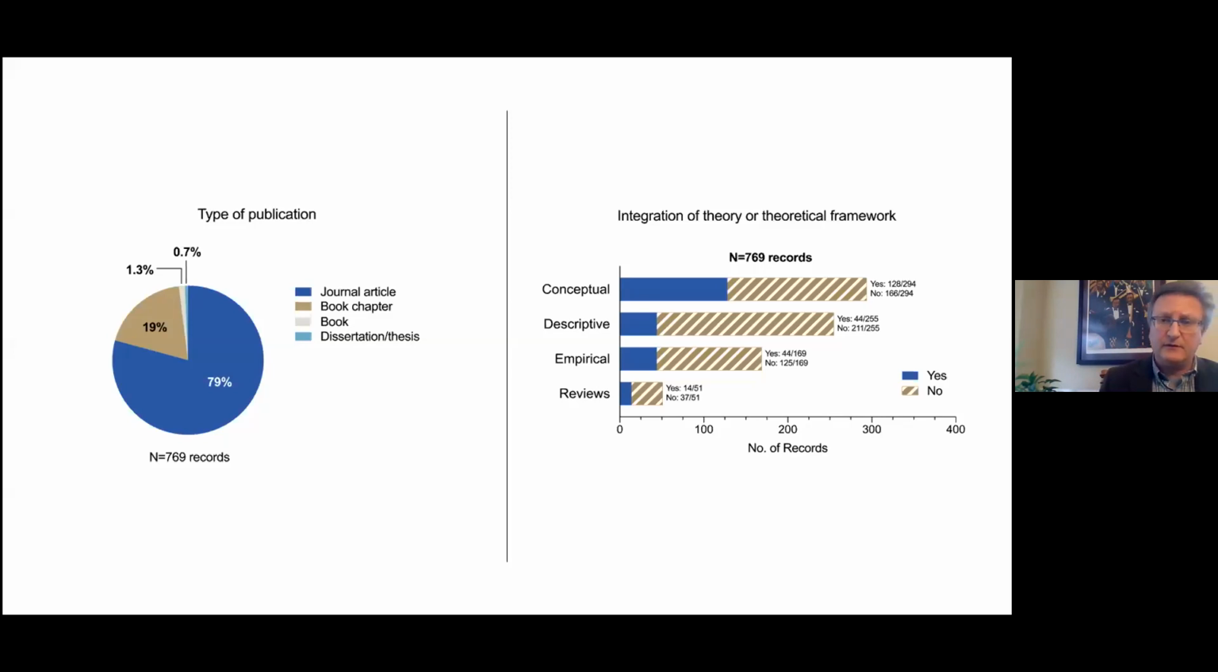articulated in the article. There was a differential articulation of theory in the articles. The conceptual articles had much more theory. The empirical and descriptive articles had less. Also, there were higher descriptions of theories in the books and book chapters and dissertations than there were in the primary journal articles.